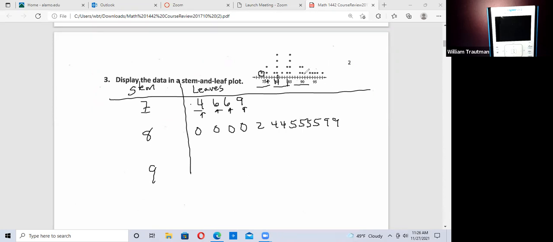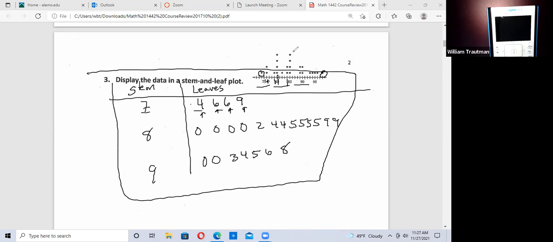And then in the 90s, I have two 90s, a 93, a 94, 95, 96, and finally the last one, 98. So this is what the stem leaf plot looks like, corresponding that dot plot over to a stem leaf plot.